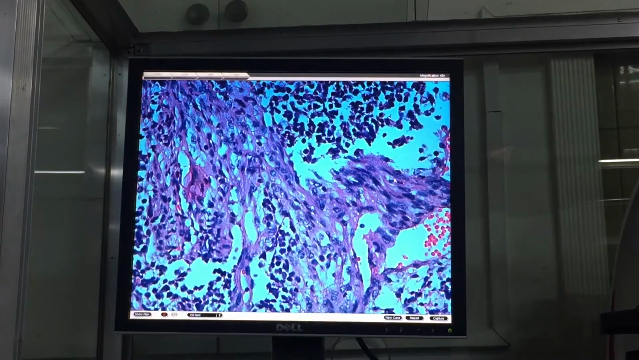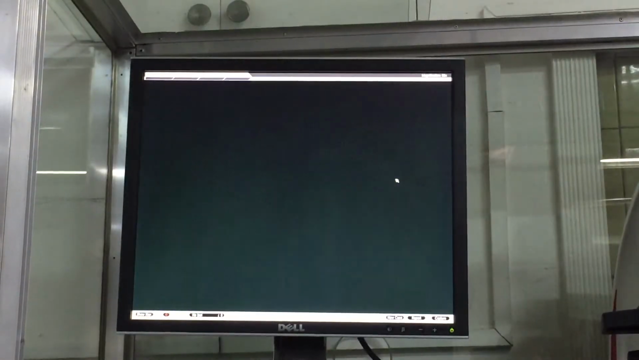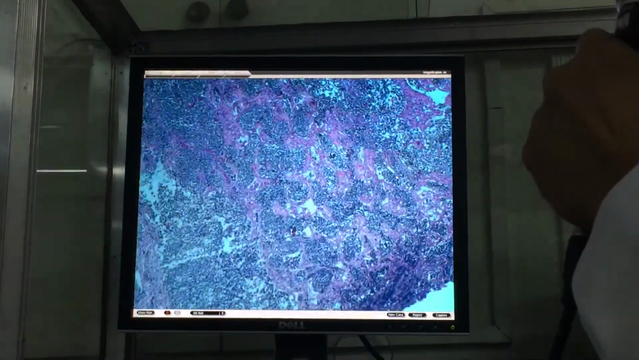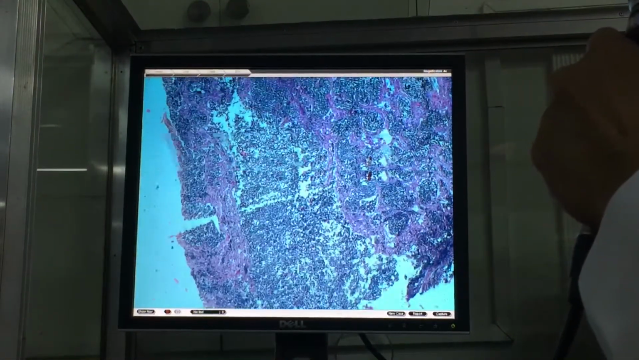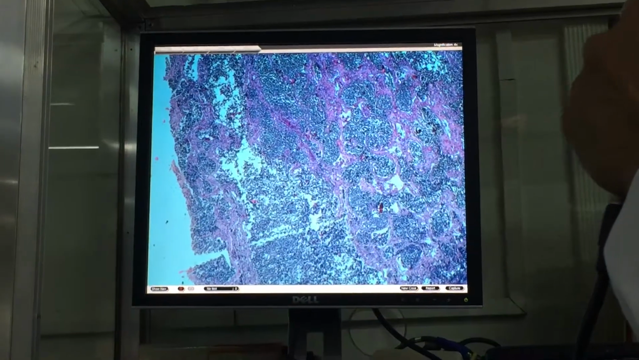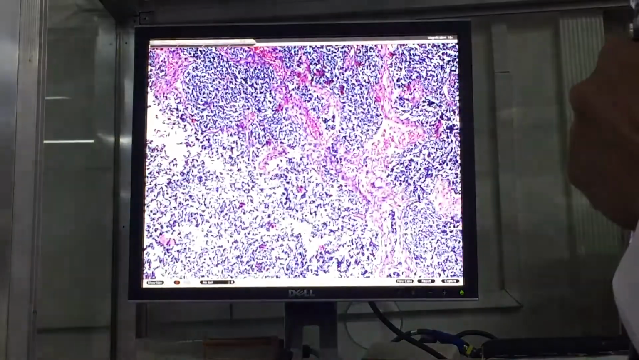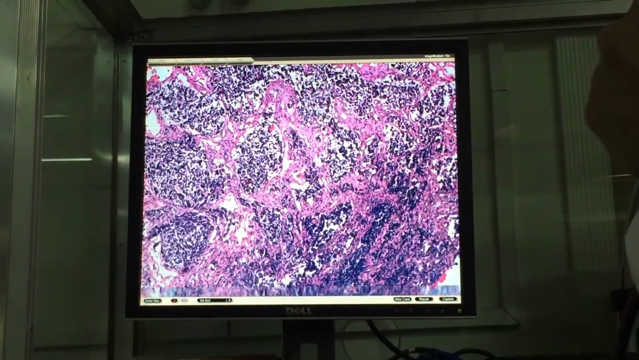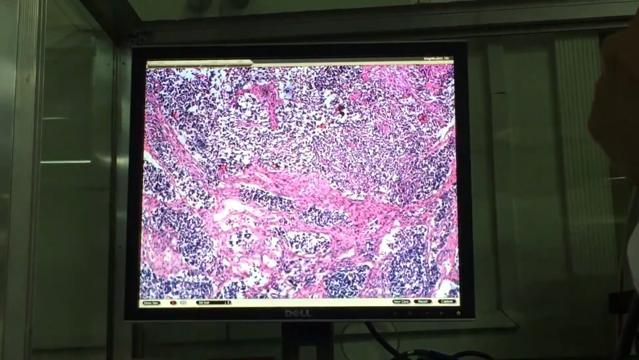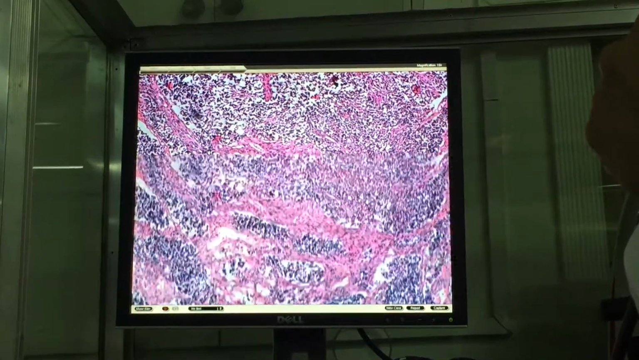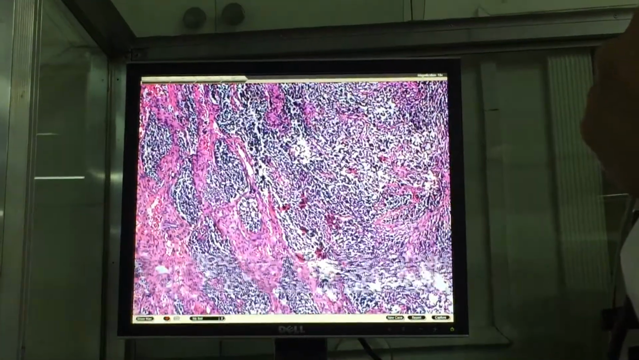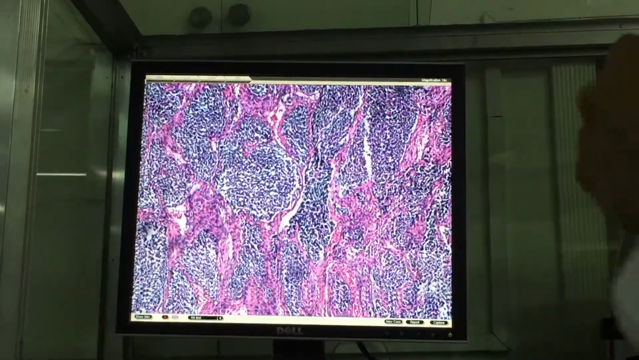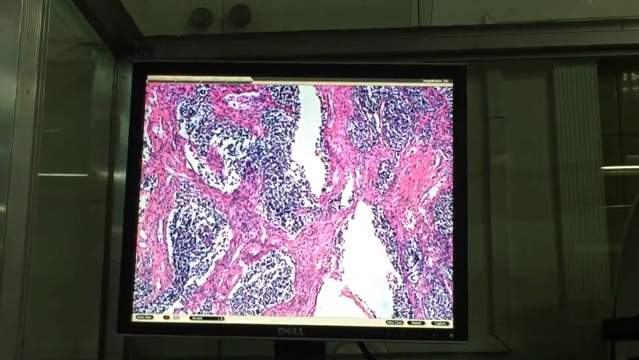And lastly, the one that is difficult to look for are your epithelial cells. Epithelial cells. Dapat magpakita agad sila. Okay. These are abortive glands. Okay. Lined by epithelial cells.